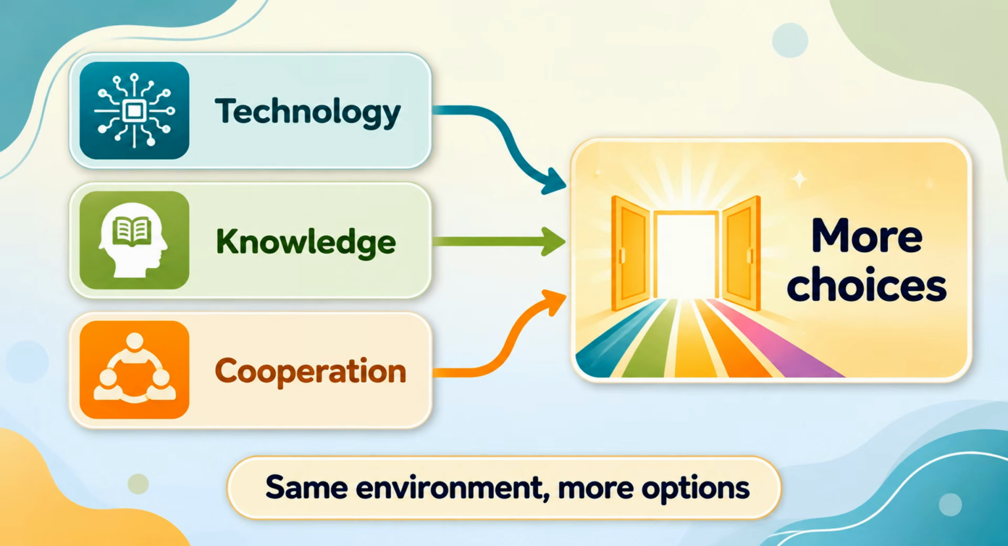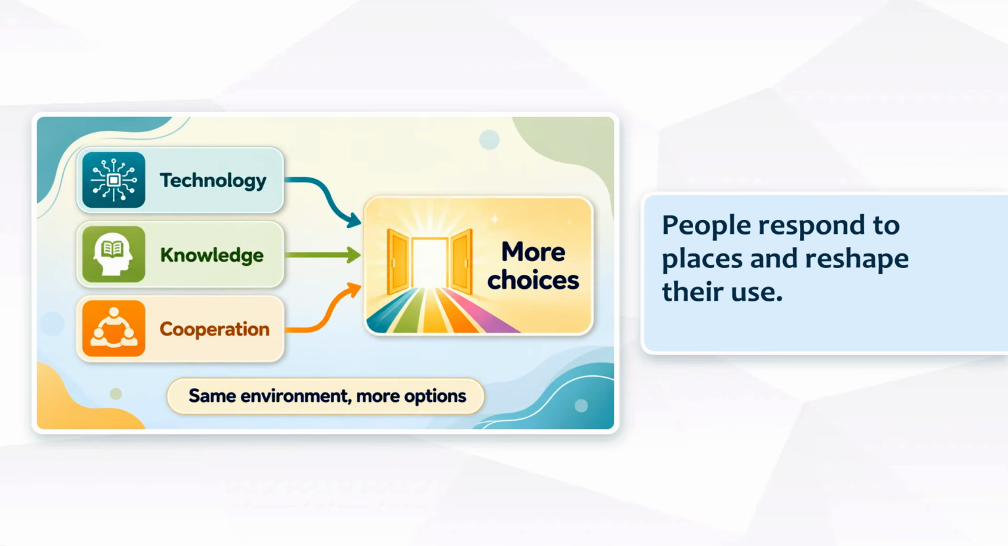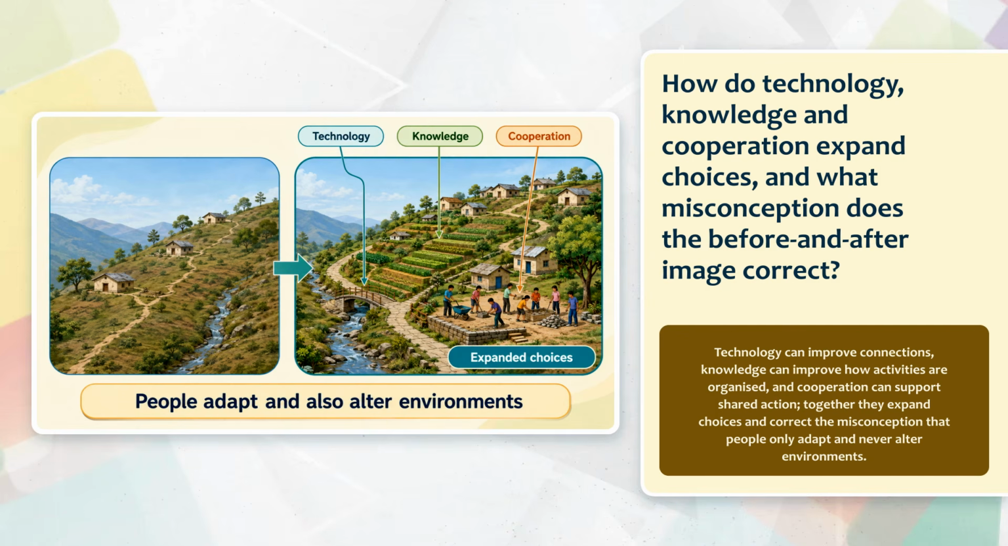This is why geography should not describe people as passive. Human beings respond to environments and also reshape how places are used. The landscape still matters, but the option set has changed. People respond to places and reshape their use. Adaptation is not purely passive. Compare what each of the three top icons changes. How do technology, knowledge, and cooperation expand choices, and what misconception does the before and after image correct?